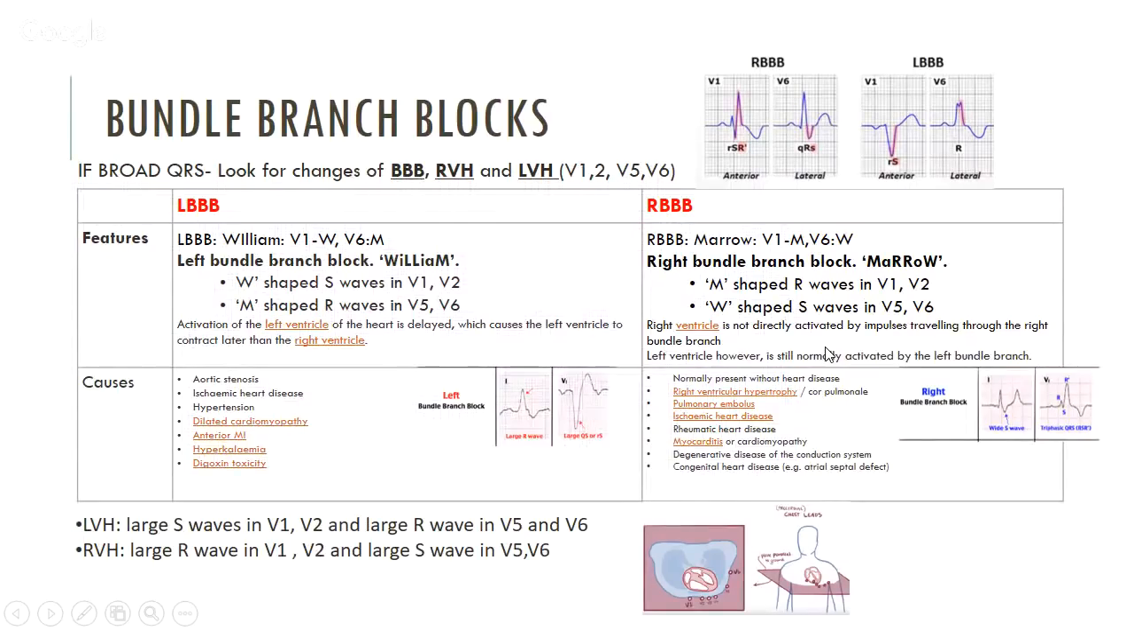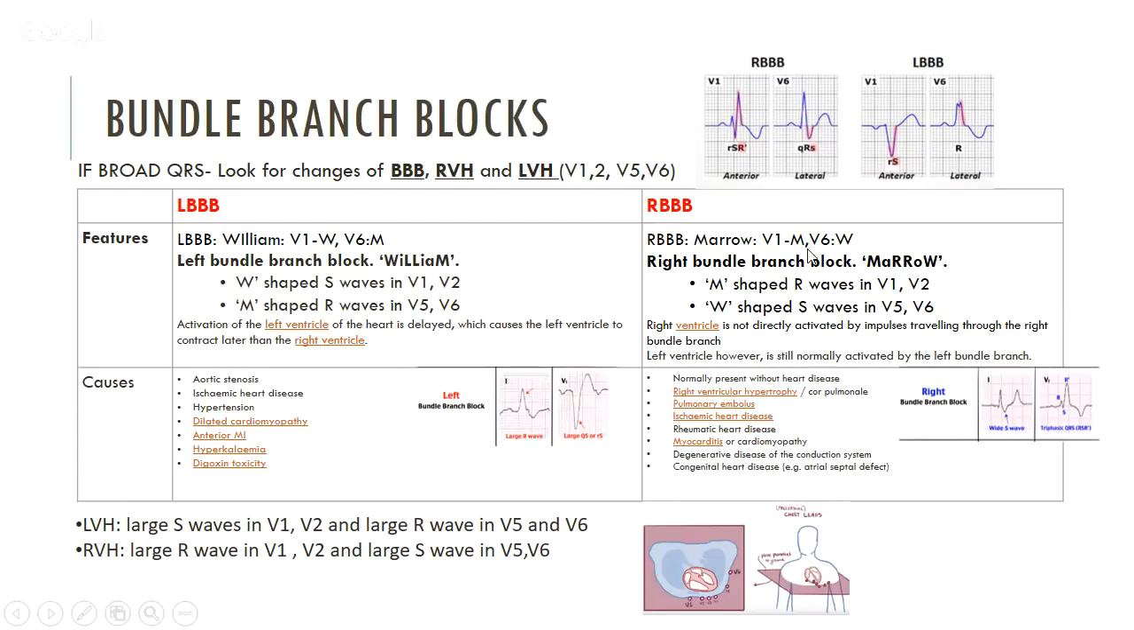And then the bundle branch blocks. This is something you want to look out for if there's a broad QRS. So there's a mnemonic, William Marrow. I'm not sure if you guys heard it before. William is for left bundle branch block. The first letter corresponds to V1, the last letter corresponds to V6, and the letters in between tell you if it's left or right. So for William, V1 looks like a W and V6 looks like an M. So that's a left bundle branch block.